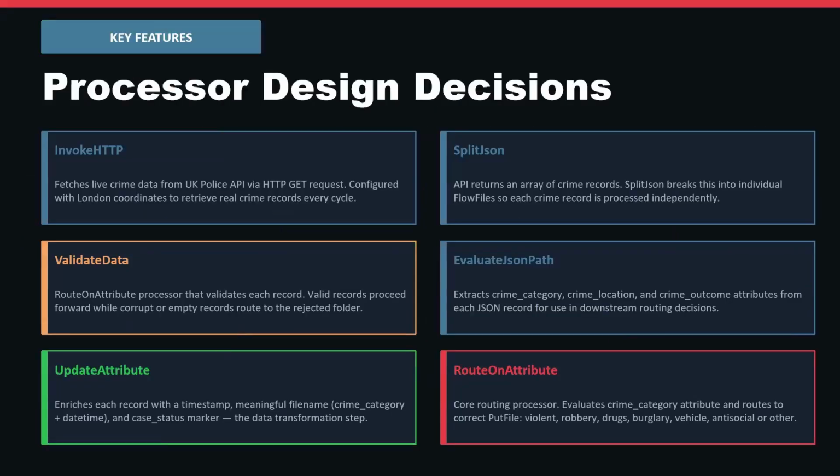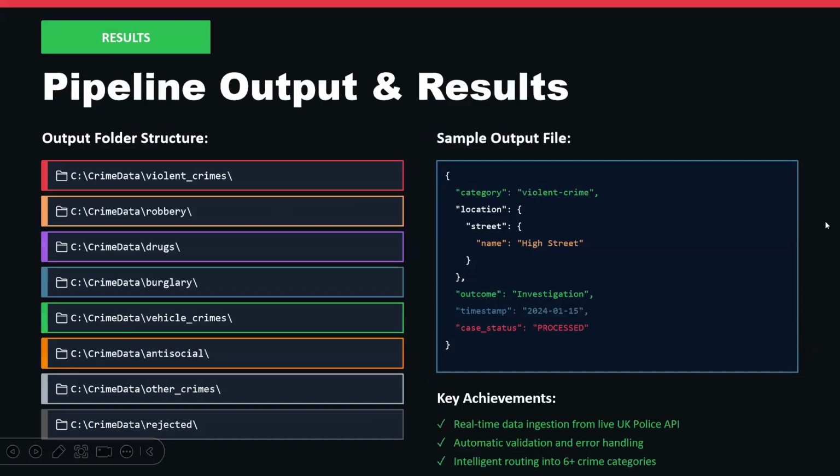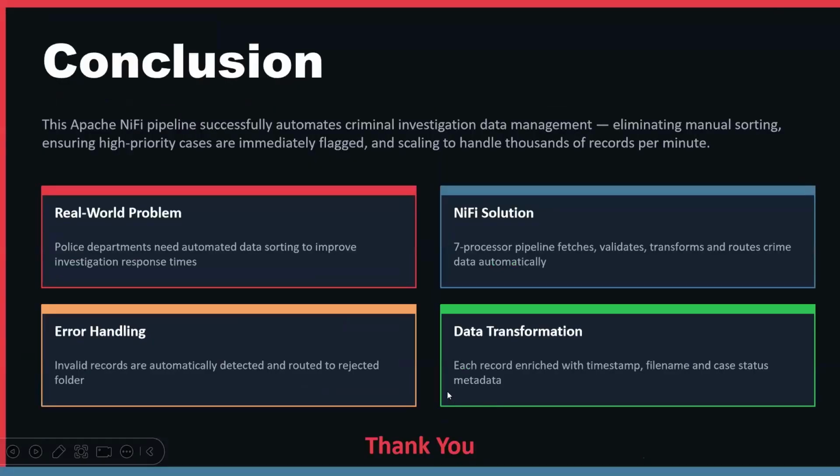To conclude, this Apache NiFi pipeline successfully solves the real-world problem of manually sorting crime data. The pipeline fetches real crime data from the UK Police API, validates every record to ensure data quality, transforms each record with meaningful metadata, and automatically routes it into the correct category folder. What would take officers hours to sort manually now happens automatically without any human intervention.